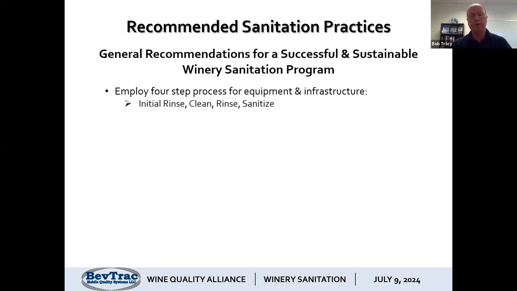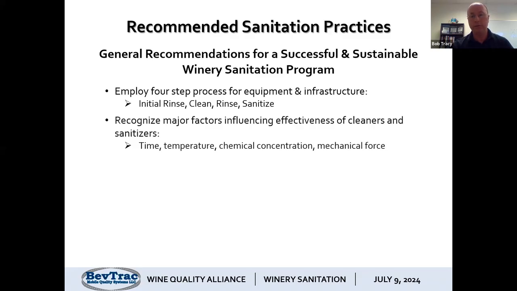So first of all, as we talked about in the last part, you want to employ a 4-step process for equipment and infrastructure. You want to do an initial rinse, clean, rinse, and then sanitize. And you don't need to remove the sanitizer or rinse it off after you apply it if you're not going right back into a tank, for instance. The major factors influencing the effectiveness of cleaners and sanitizers, which is what we talked about in the last part: time, temperature, chemical concentration, and mechanical force. These are the factors which will impact the cleaners and sanitizers the most.